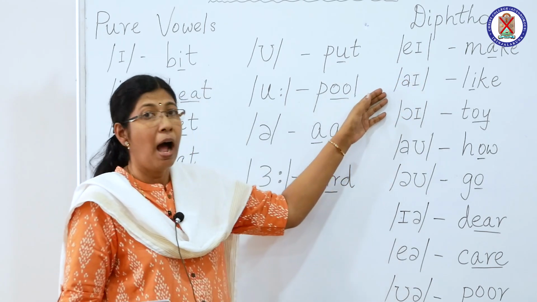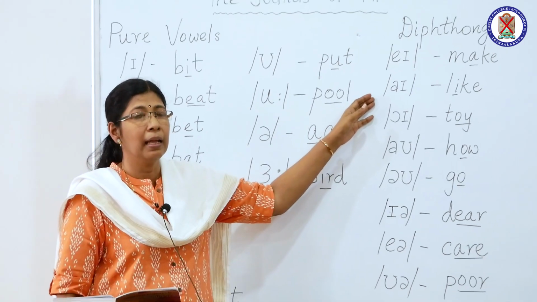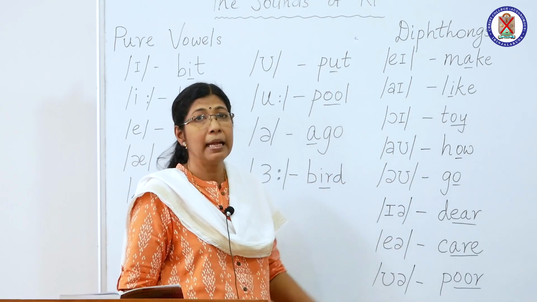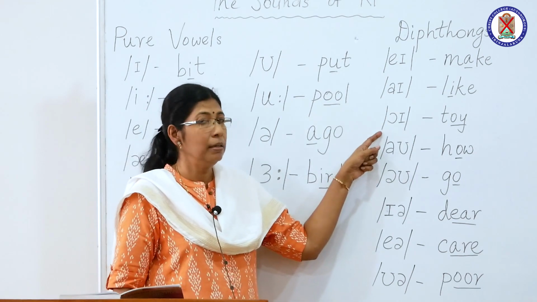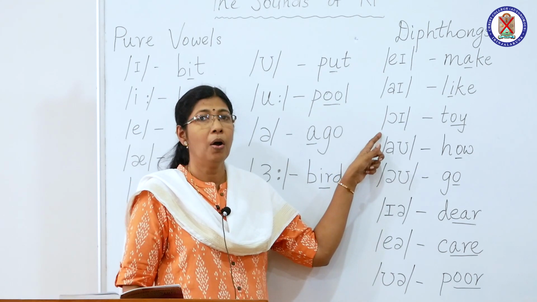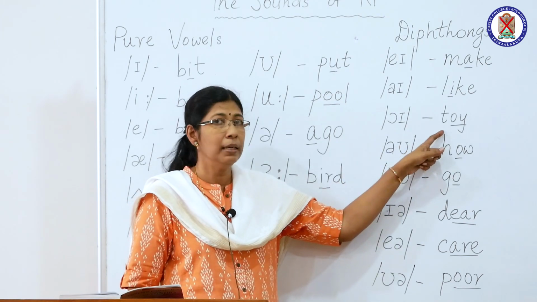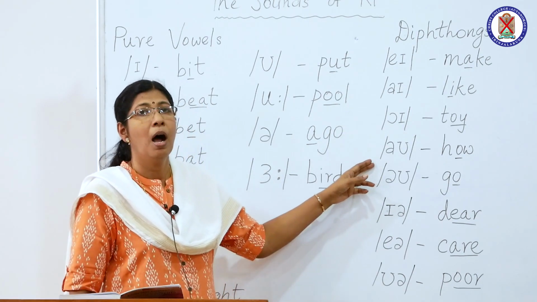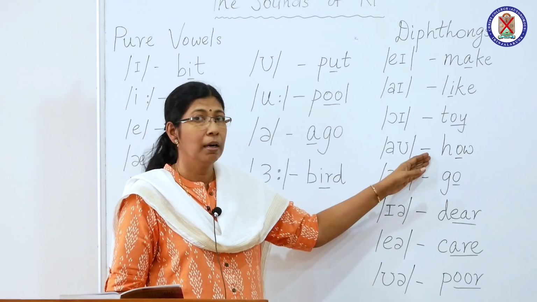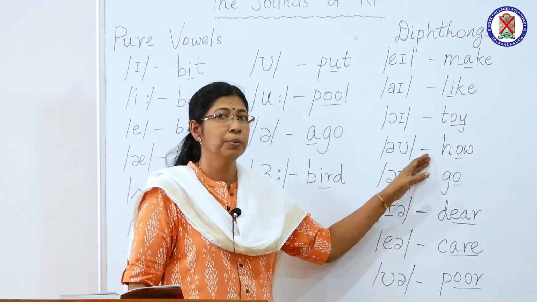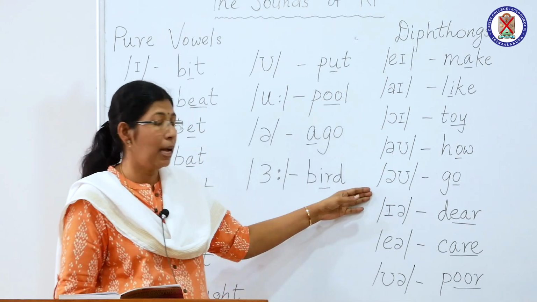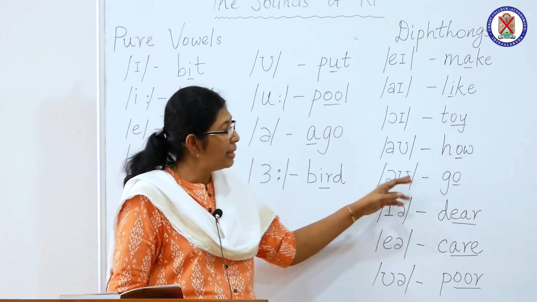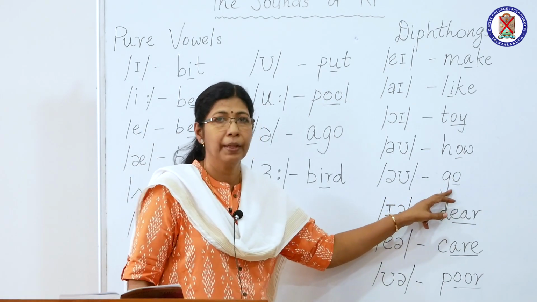The second one, I. The sound represented by the letter I in like. Third one, oi. The sound in the word toy. The fourth one, ow. Example, how. Next we have the sound O. The sound represented by the letter O in go.